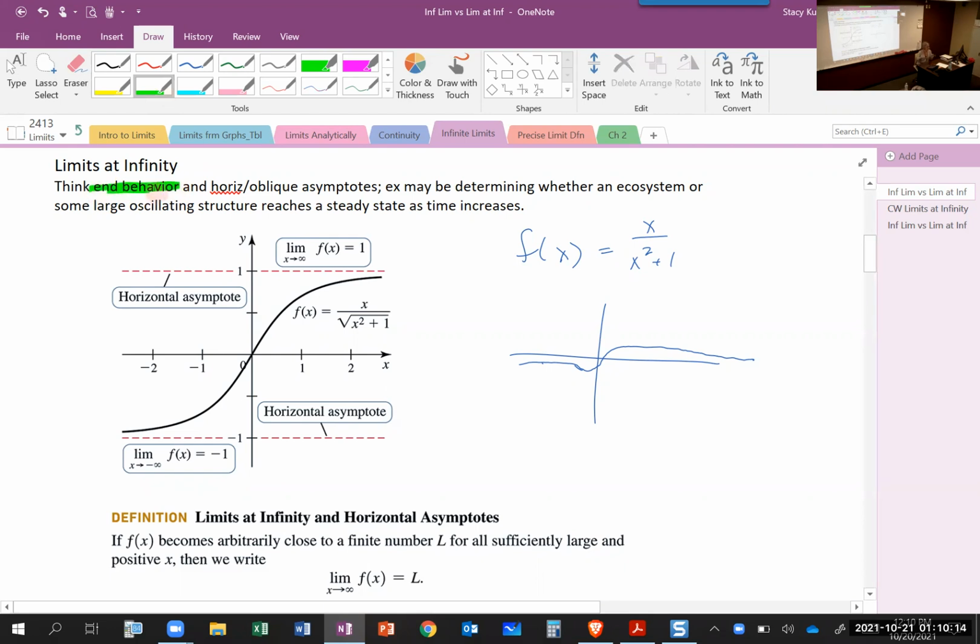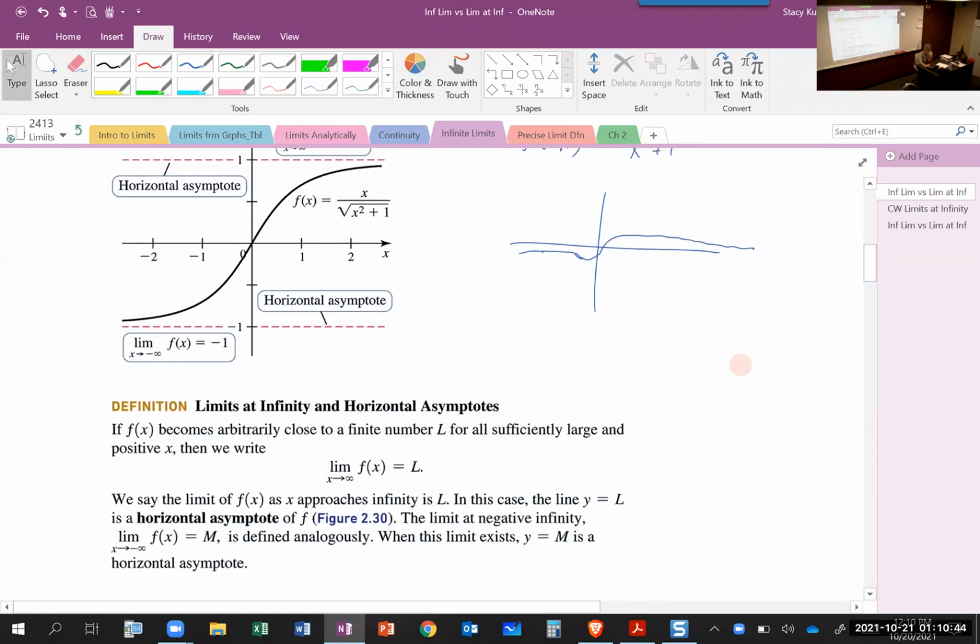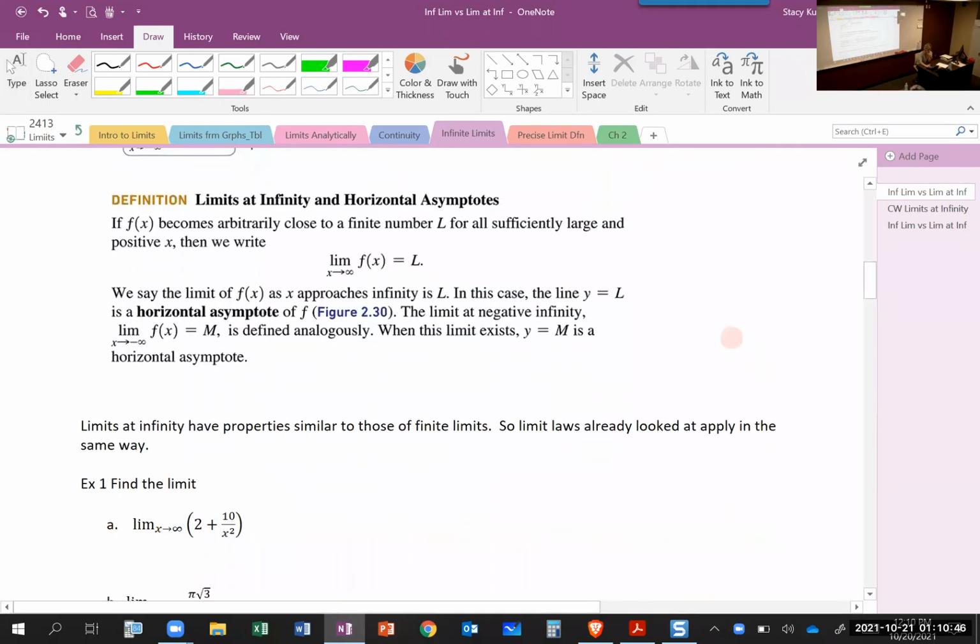What is happening as it gets farther and farther away from the middle, and not necessarily what it's doing at the middle? Remember, we had those oscillating functions for sine and cosine, and it had a bunch of noise around the origin, but at the end behavior we had an asymptote. So that's what we're thinking about for limits to infinity. In these cases, we are looking at horizontal asymptotes, and we can look at oblique as well. That's what we're going to talk about when we think about the limit at infinity.